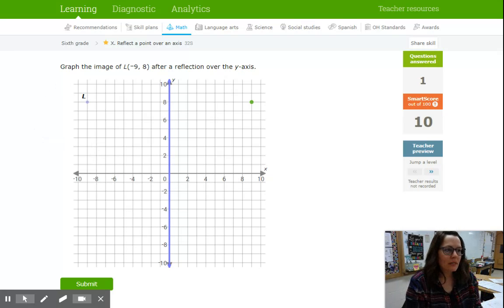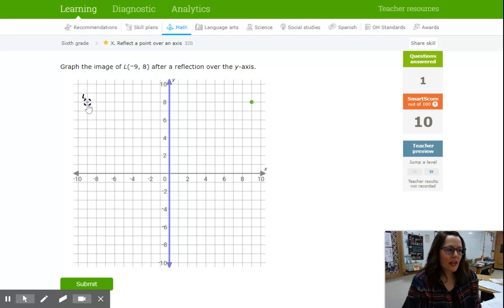It says graph the image of L, so the letter L, which we can see is right here. Which it says is -9, +8. So if we start at the origin, which is 0, 0, always, you always start there, you go over first. And because there is a negative, you would go to the left. So we go left 9, and then the next coordinate is 8, and it's a positive, so that means we would go up 8. So the first coordinate is your x-axis, so you would go over, and the second coordinate is your y-axis, so you would go up or down depending on positive, negative, okay?